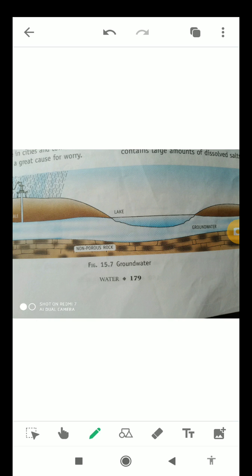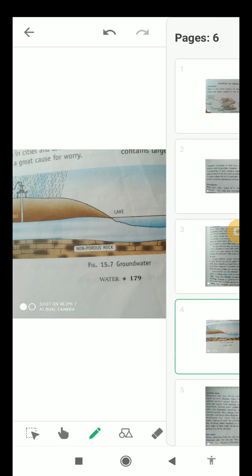Okay students, now the next slide. As you can see in this diagram, this is how the groundwater is available within the ground. The non-porous rocks are there, and apart from this, lakes are also there. So this is the picture of groundwater, how and where it is collected inside the ground.